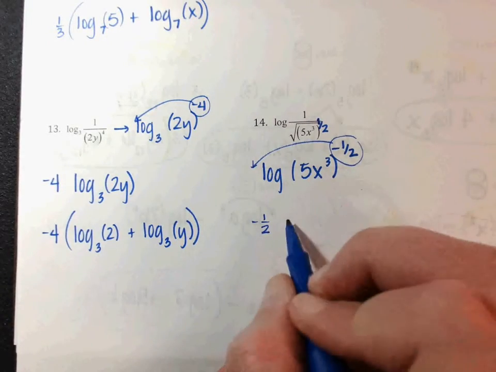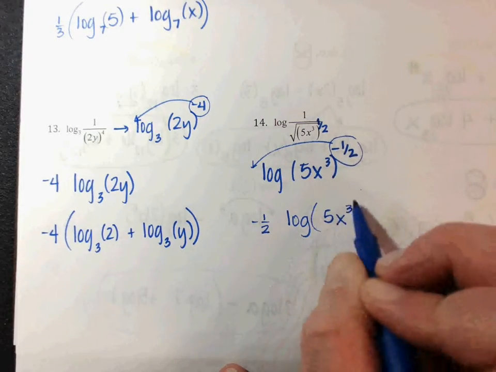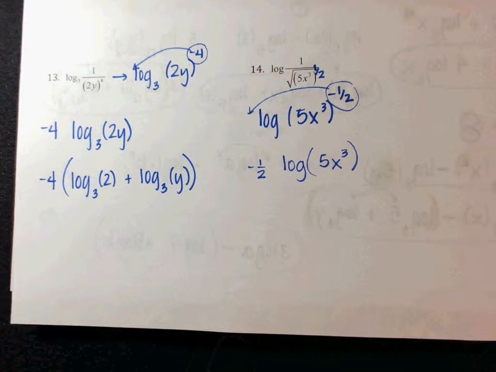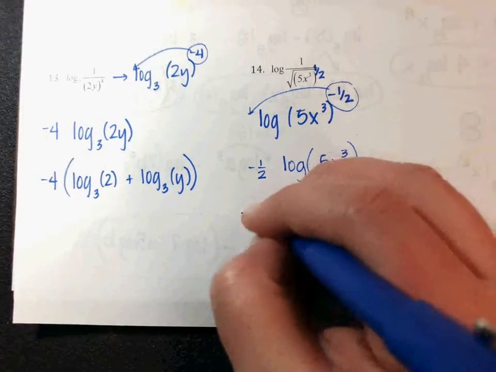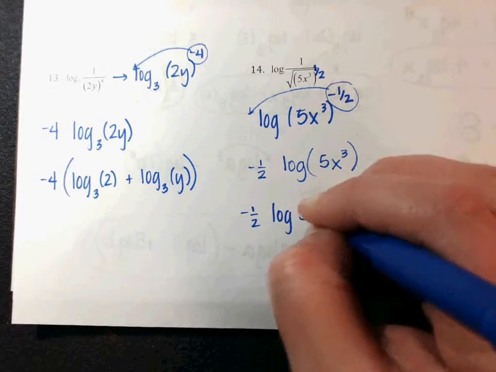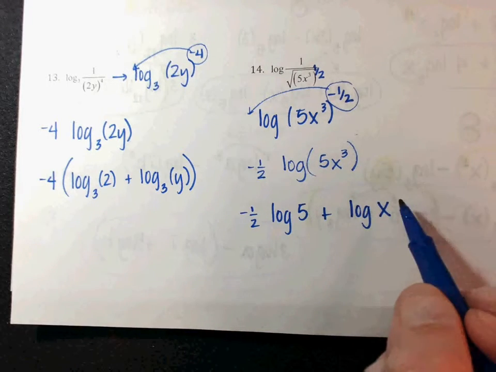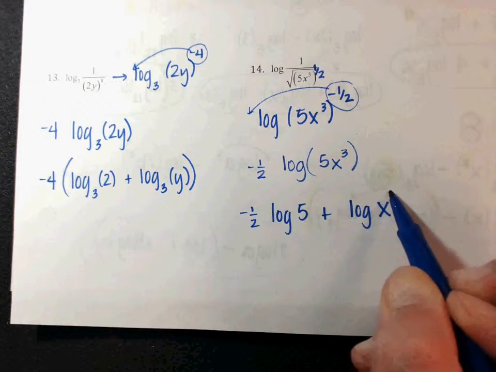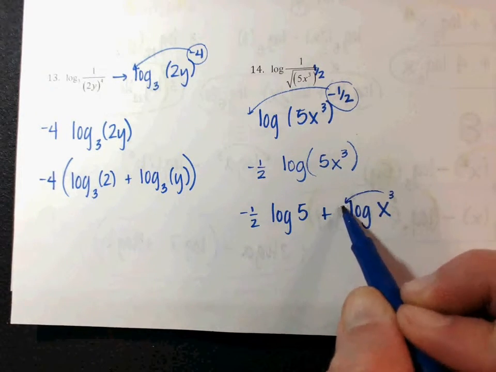And then my log is left over with a 5x cubed. And then I'm going to split that up. If it's 5x cubed, those are multiplied together, so I can split them with plus. So it would be negative 1/2 in the front, log of 5 plus log of x. Now, I could put the 3 here, but so that I don't have to rewrite it, where else could I put it instead of putting it up there? Down in the front, right there.